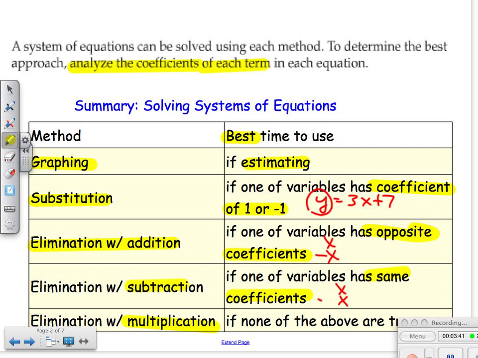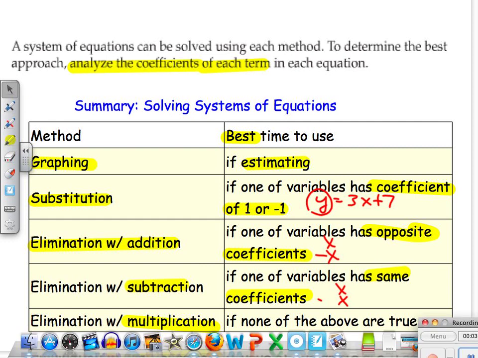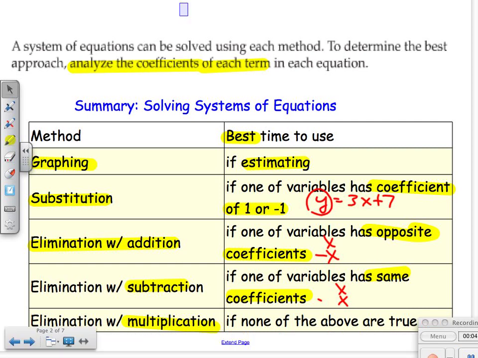If none of the above are true, then you try and find a common denominator, a common term that you could use, so then you could do either addition or subtraction. Okay, now let's look at our next slide, if I can find it. Oh, here we go.